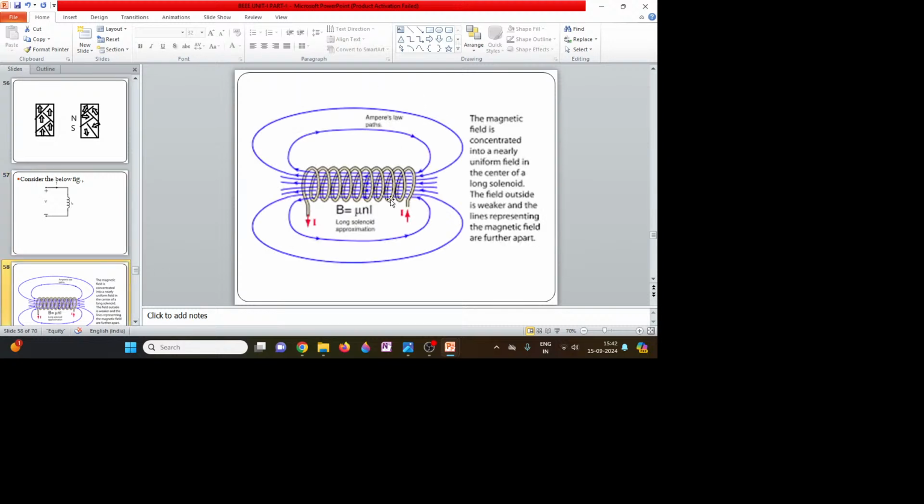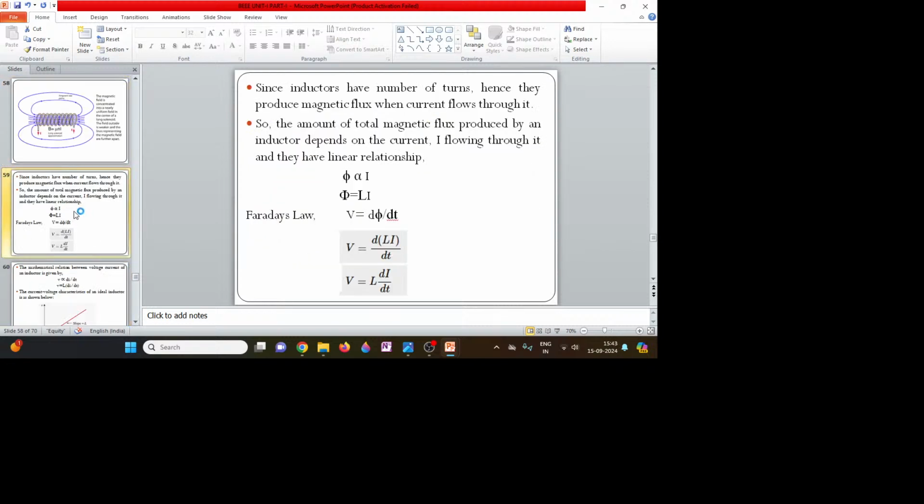So when current flows through the coil, flux is induced here. Since flux is there within the coil, we can say it is storing the energy in the form of electromagnetic field. Whatever flux is induced, as I have already told you, if current increases, flux also increases. Therefore, flux induced is directly proportional to current.